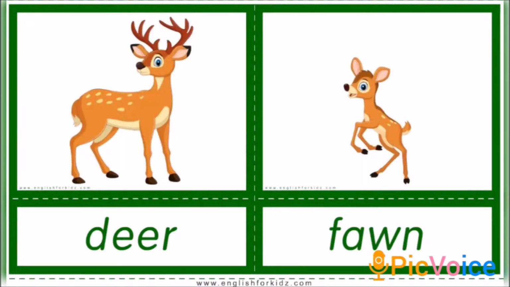What is the next animal's name? It is a deer. What is the name of the young one? Fawn. We call it fawn. The parent animal name is deer. The young one is fawn.